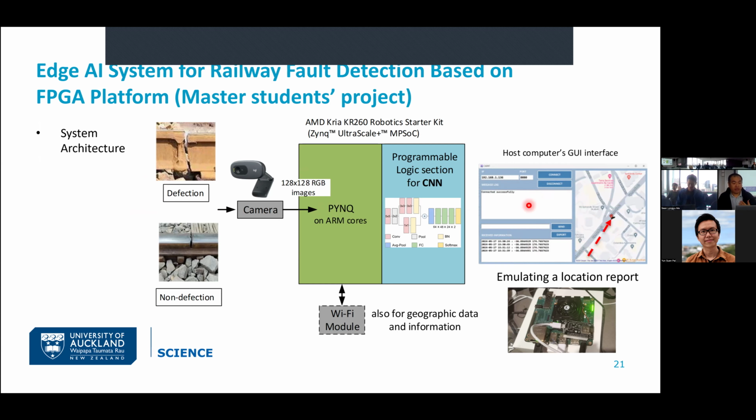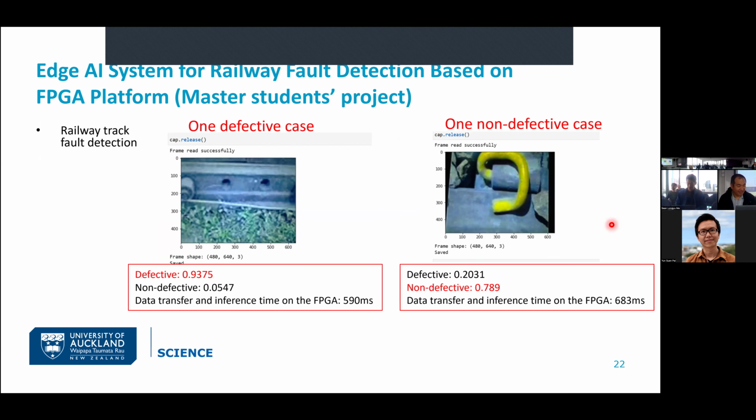And this GUI on the right shows the emulated place having a piece of rail. So this is central Auckland. Don't think about rail being inside of that, it's just the emulated GPS location. As you can see here, there are two cases shown. The left one is a detected defective rail, which takes maybe 590 milliseconds. The other, non-defective case is detected in around 680, maybe 700 milliseconds.